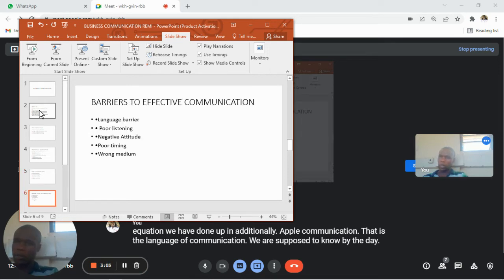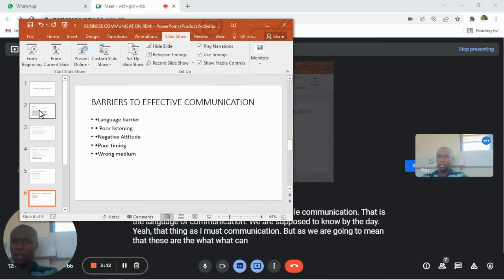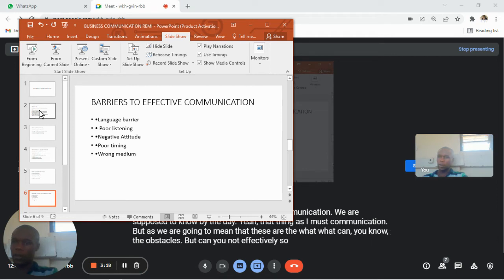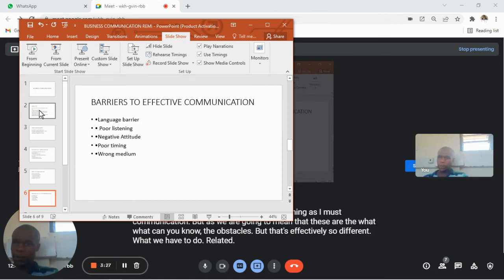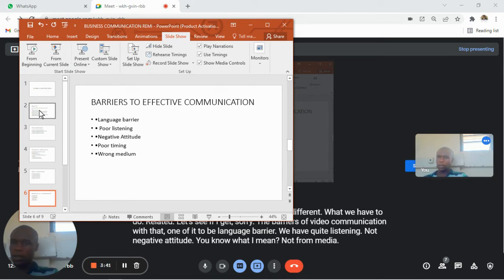Then another thing we have to look at is the barriers to effective communication. By barriers, we mean the obstacles that can hinder communication so that it is not effective. These are the barriers we have to know. One of them is the language barrier. We have poor listening, negative attitude, poor timing, and wrong media. Let me try to go through the barriers.